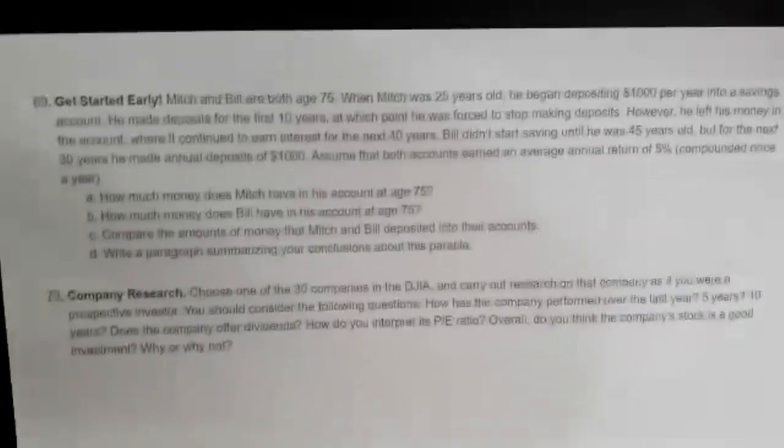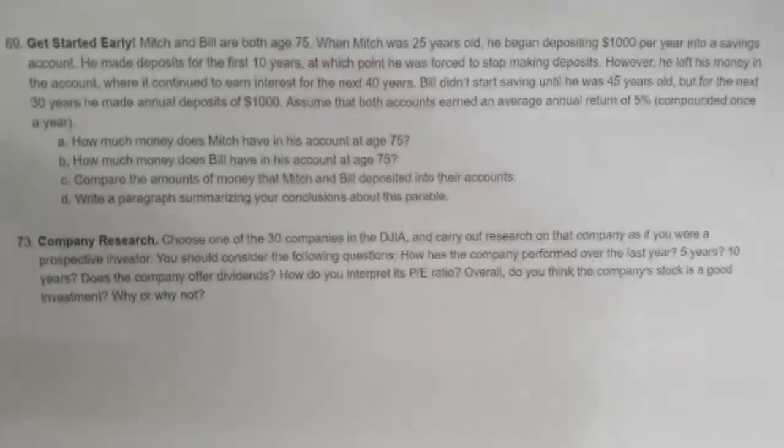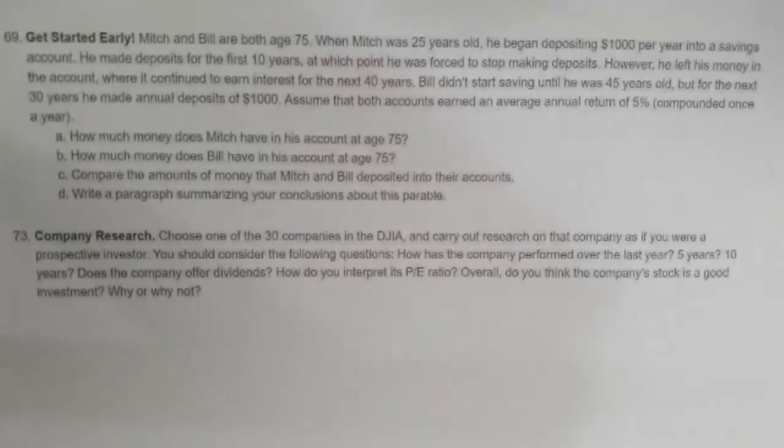And the final 2 problems, 69 and 73. Get started early. Mitch and Bill are both age 75. When Mitch was 25 years old, he began depositing $1,000 per year in a savings account. He made a deposit for the first 10 years, at which point he was forced to stop making deposits. However, he left his money in the account where it continued to earn interest for the next 40 years. Bill didn't start saving until he was 45, but for the next 30 years, he made an annual deposit of $1,000. Assume that both accounts earned an average annual return of 5%, compounded once a year.